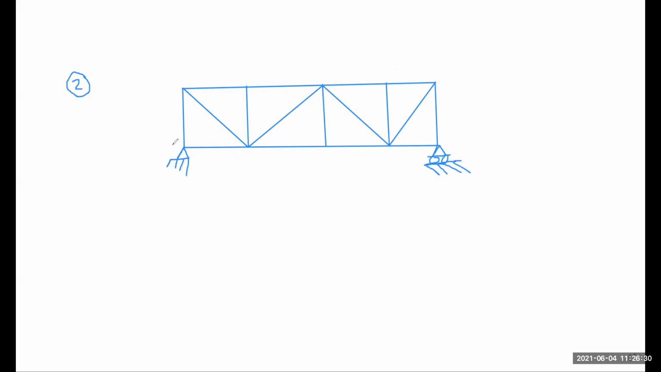Okay. Here I mark this joint as A, this as B, this as C, this as D, this as E, this point as F, this point as G, this point as H, this point as I, and this joint as J. So find ds of this truss member. Find ds of this problem.